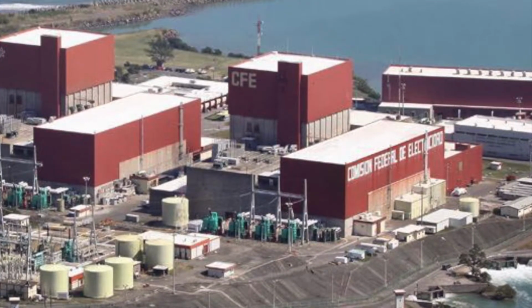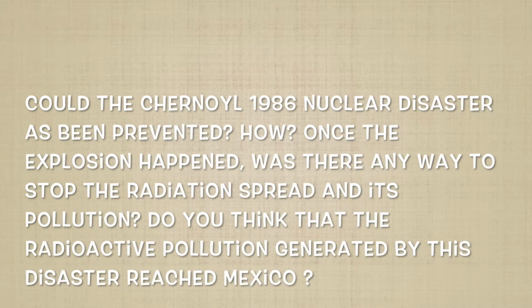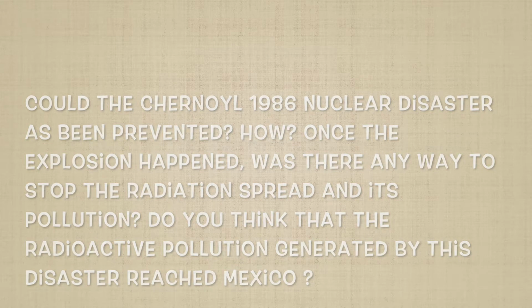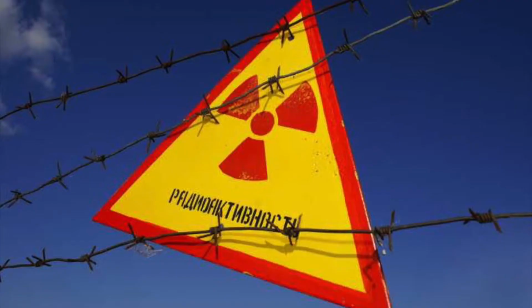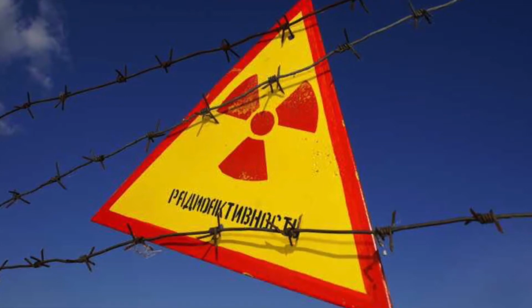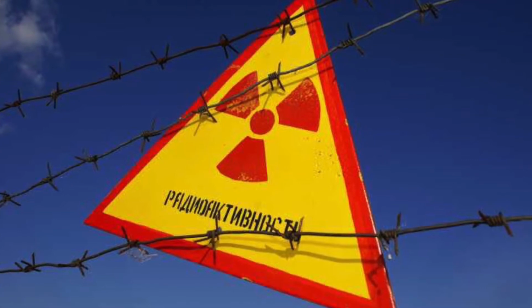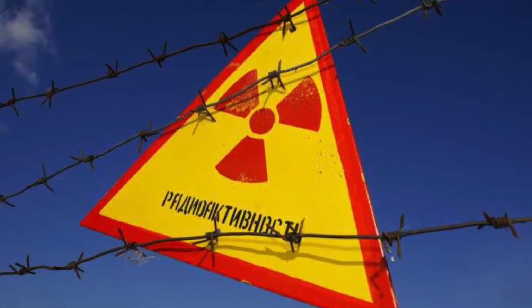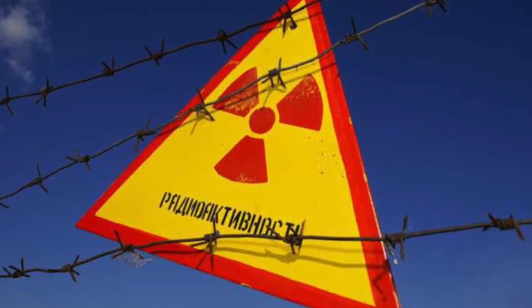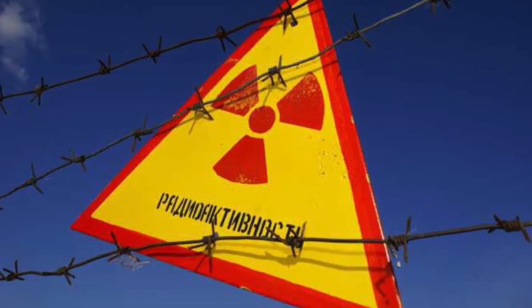right crew operating it. Could the Chernobyl 1986 nuclear disaster have been prevented? How? Once the explosion happened, was there any way to stop the radiation spread and its pollution? Do you think the radioactive pollution generated by this disaster reached Mexico? What are at least four environmental consequences in the global scale of the Chernobyl 1986 disaster?